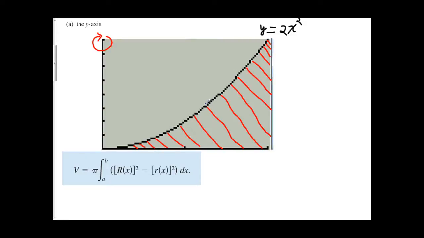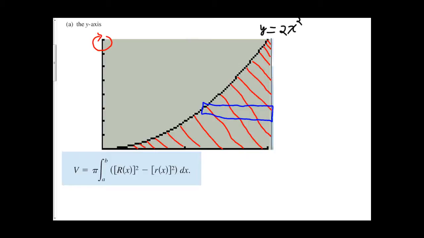So I'm going to draw a rectangle, and when I create a disk from it, the disk is going to have a radius that is perpendicular to the axis of revolution. So once I revolve this rectangle around the y-axis, the radius of the disk created is going to be perpendicular to the y-axis. And that's why I draw the rectangle this way. Now, if you notice, this creates two different radii.